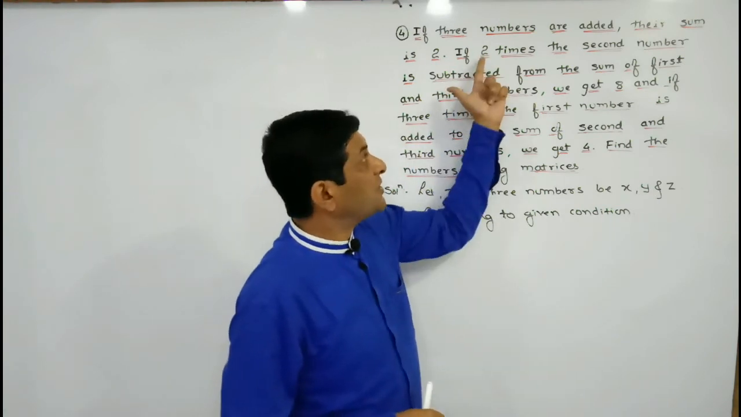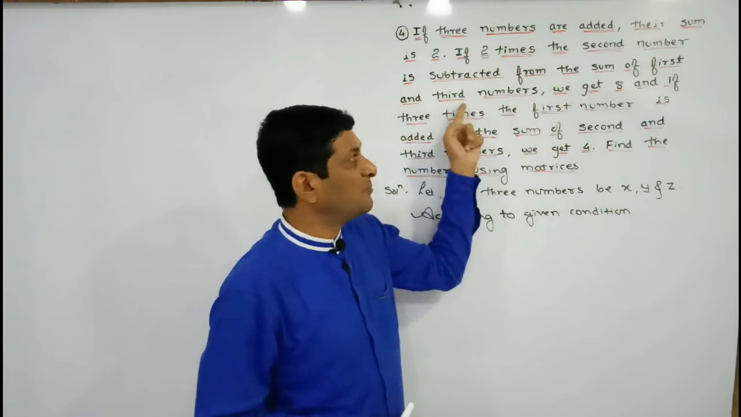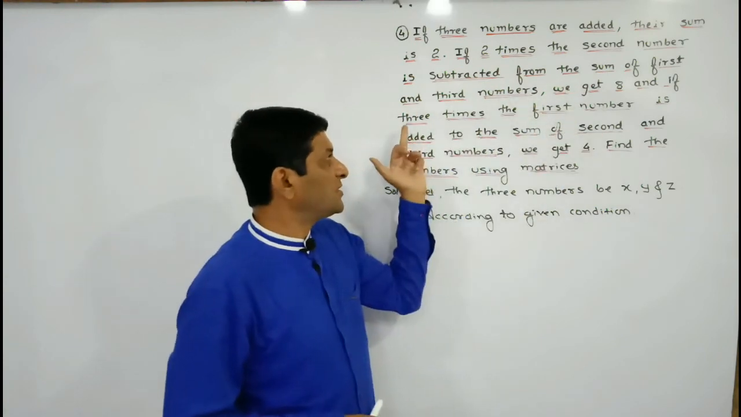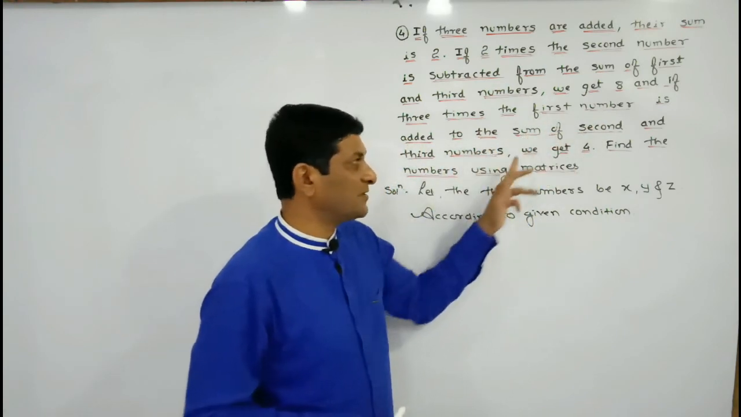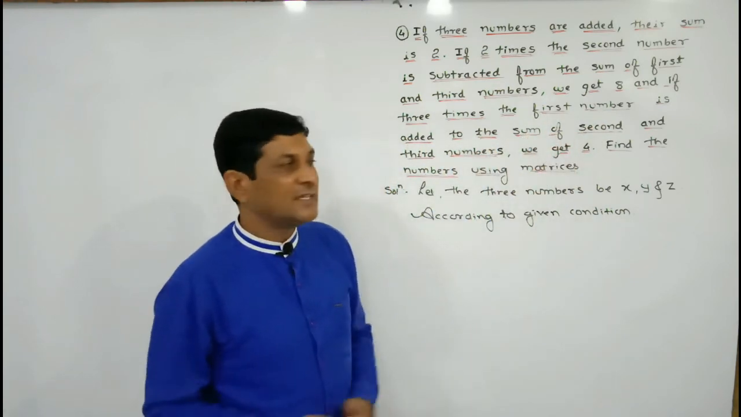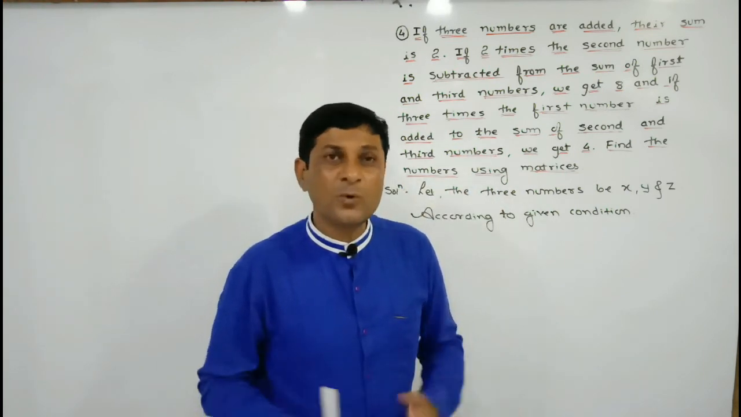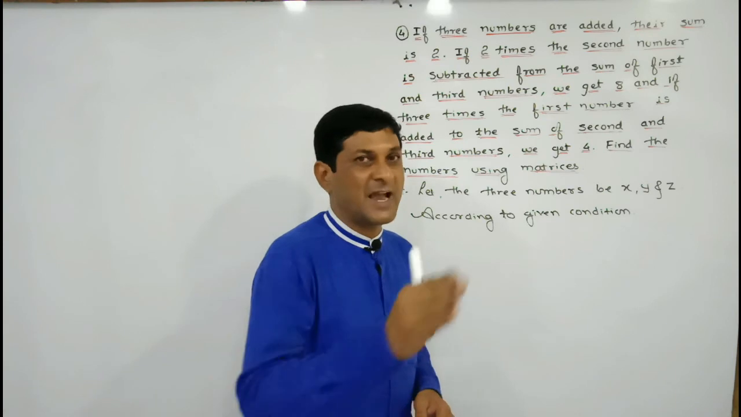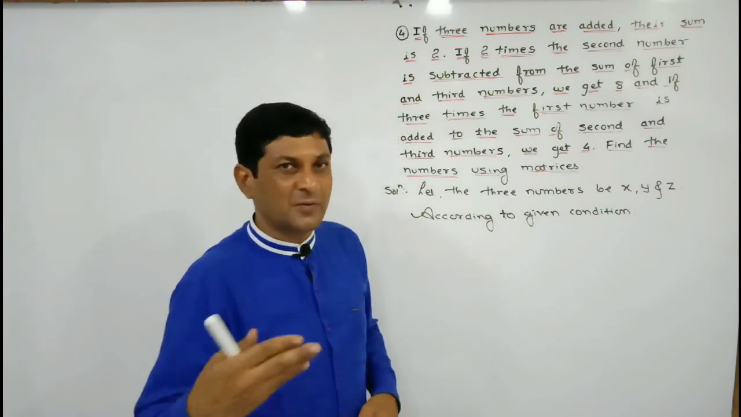Then the second condition: if 2 times the second number is subtracted from the sum of the first and third number, we get 8. And the third condition is if 3 times the first number is added to the sum of the second and third, we get 4. Using all these conditions, we have to find the numbers using matrices. So let us denote these 3 numbers by x, y and z.